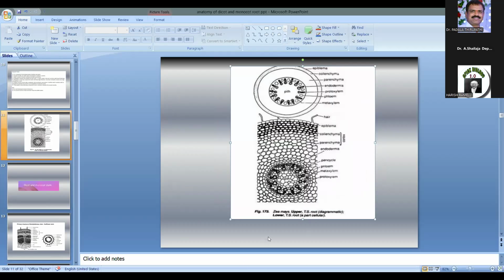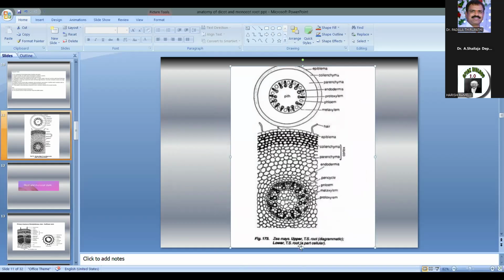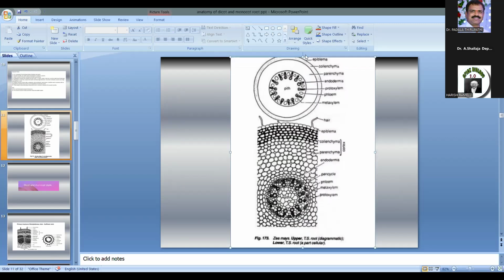Epidermis is usually uniseriate, but in many orchids and in epiphytic aroids, of the Araceae family, the epidermis becomes multiseriate. Please remember this, it's very important. It is commonly known as the velamen. Please remember this, it's a very important term.